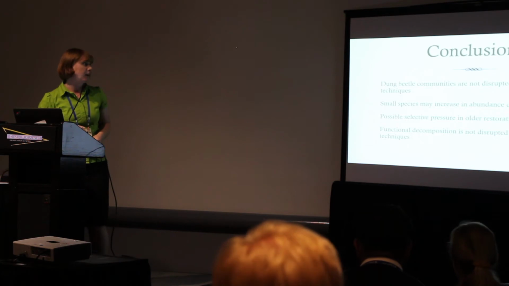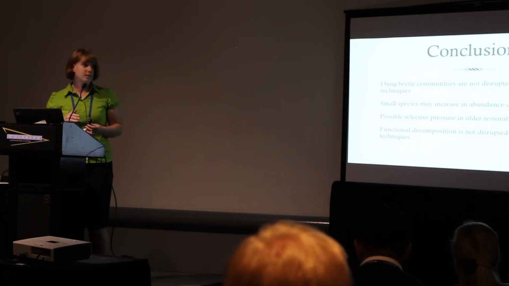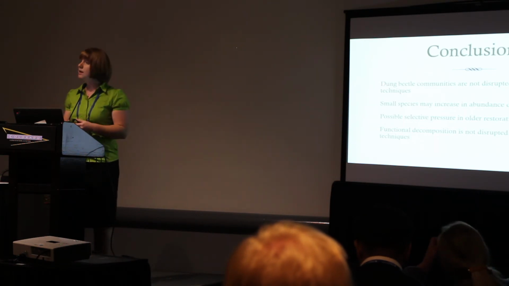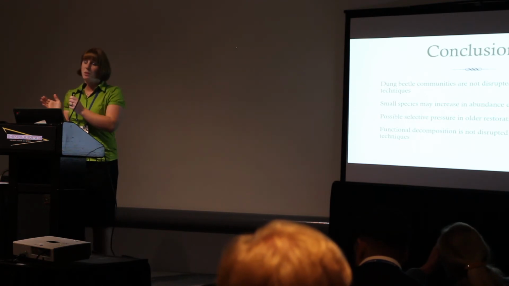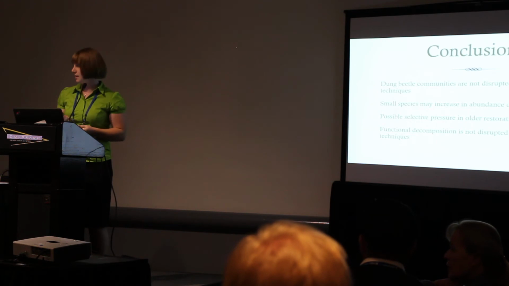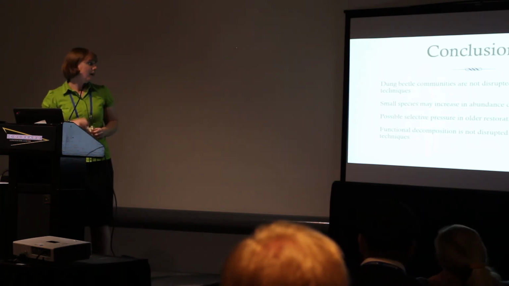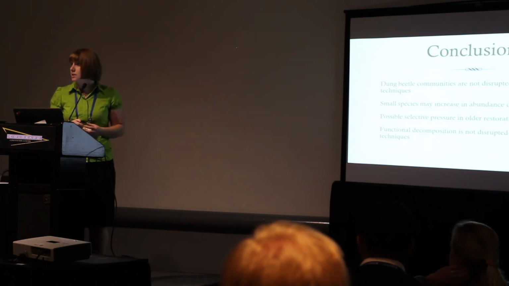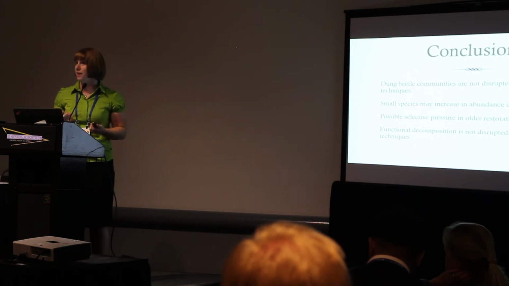There also seems to be a possible selective pressure in older restorations and the oldest sites for smaller beetles, both an increase in the abundance of the smallest beetles we find and the smaller size for the most common beetles we find. So as I continue to analyze my data, we'll have to see if that trend becomes even more dramatic. Also, the functional decomposition of dung in the site seems to not be affected in any negative way by the restoration management techniques. So again, good news for the land managers that they can keep restoring the prairie, focusing on other organismal groups.